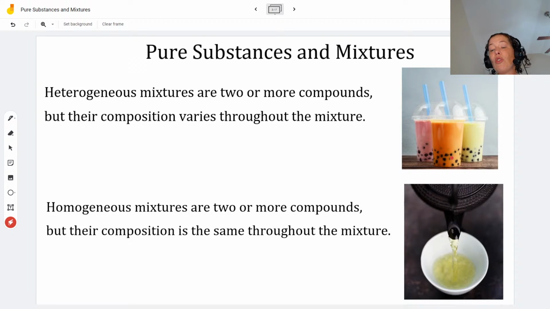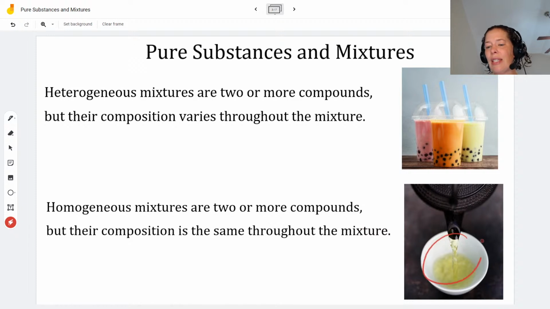And you can see the difference in the mixture, as opposed to a homogeneous or homogeneous mixture, you hear it pronounced both ways. Now this type of mixture still, again, has two or more compounds mixed together, but the composition is the same throughout the mixture.